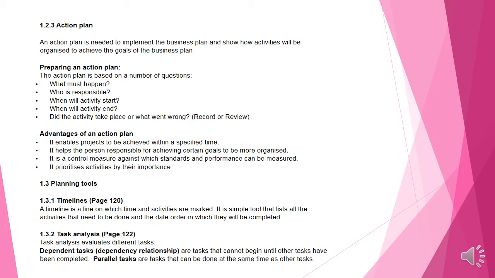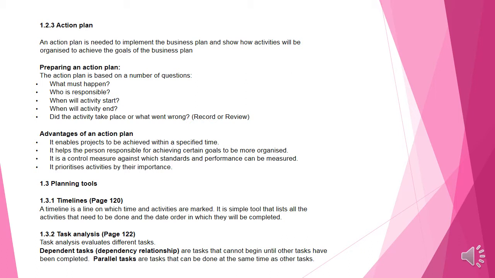That is a timeline. A timeline is a line on which time and activities are marked. It is a simple tool that lists all the activities that need to be done and the date order in which they will be completed. Here, one activity must be done by this day, and then the other activity must start being carried out by the next day. Right, and then we have task analysis.